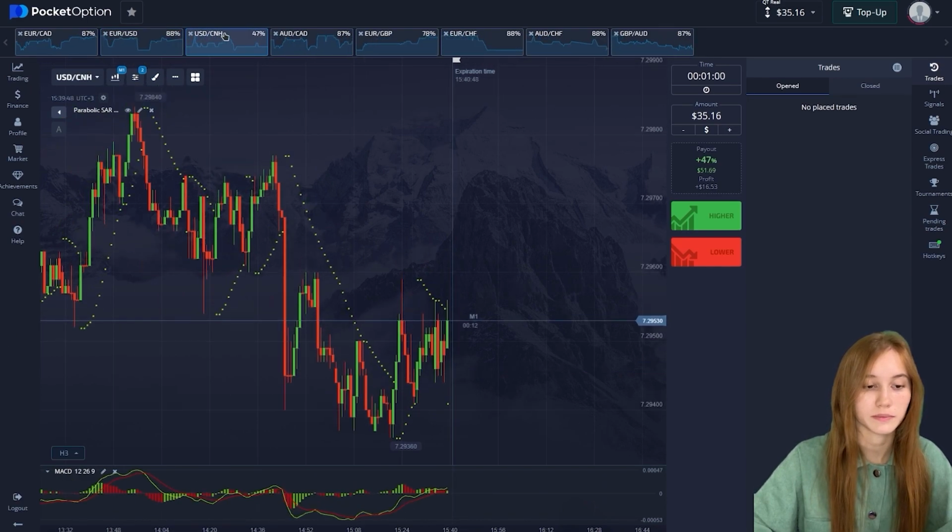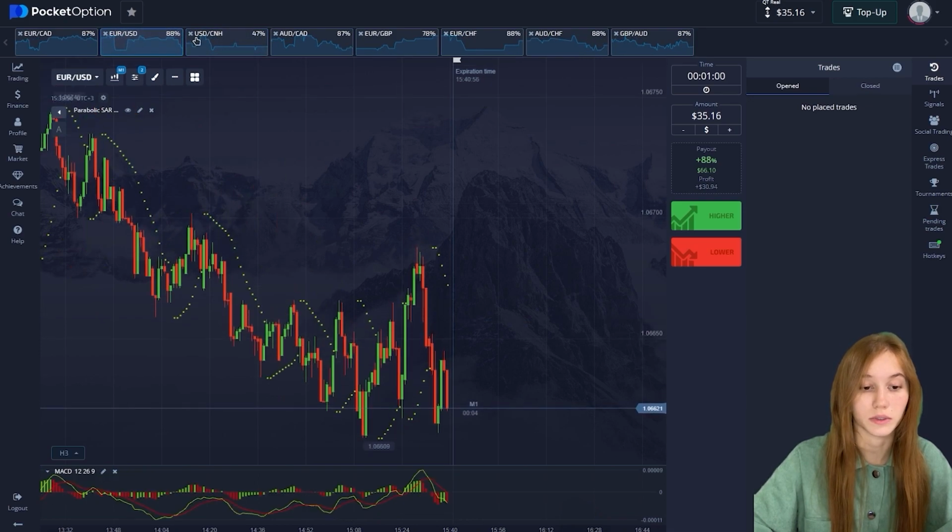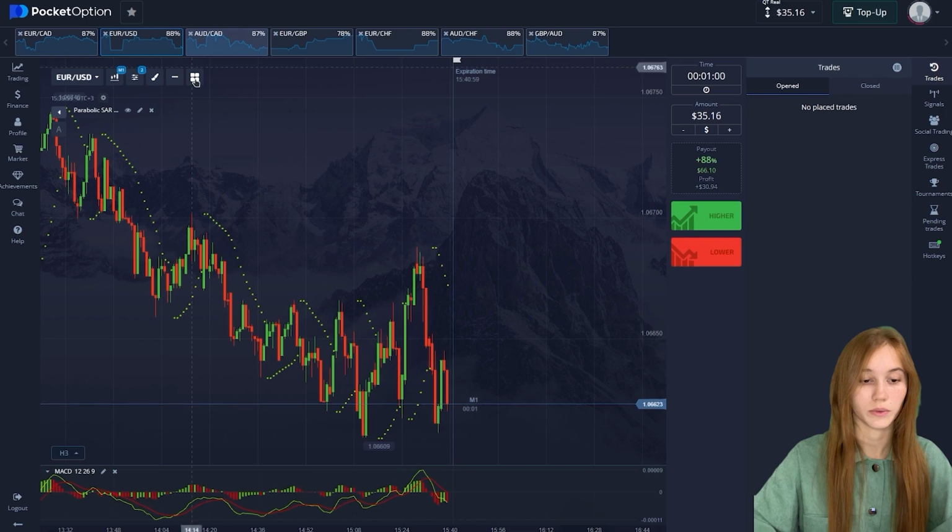We see the payout percentage increased, not increased, so let's go on where it's bigger.